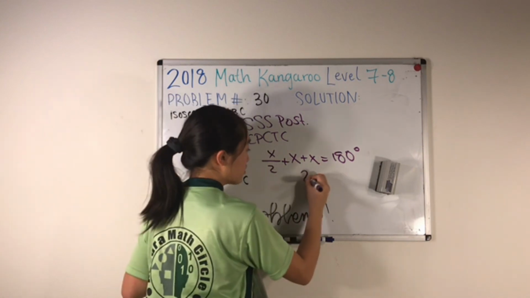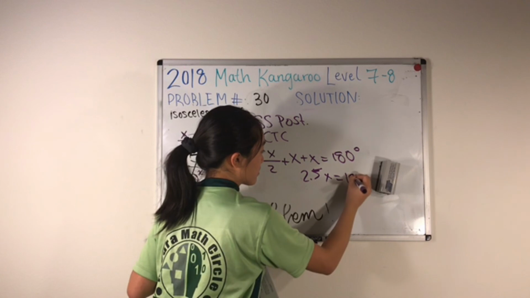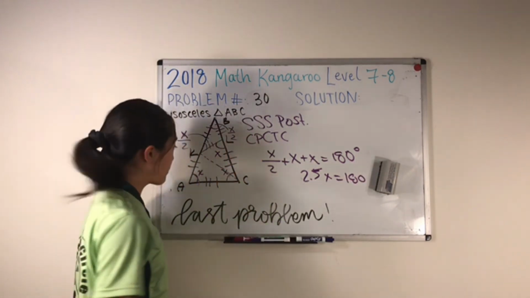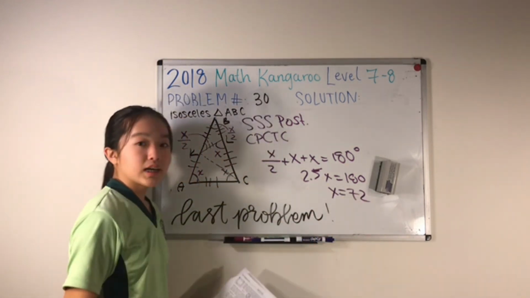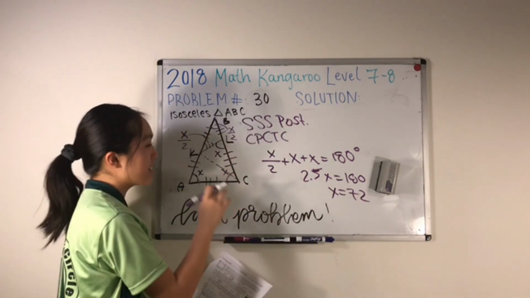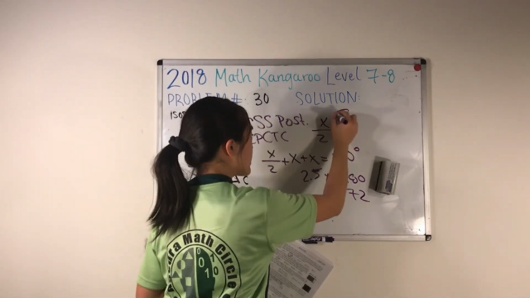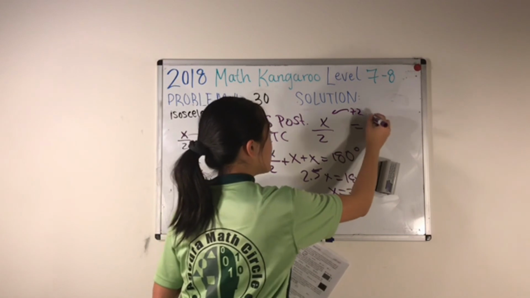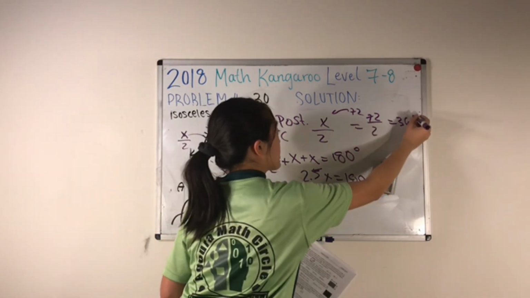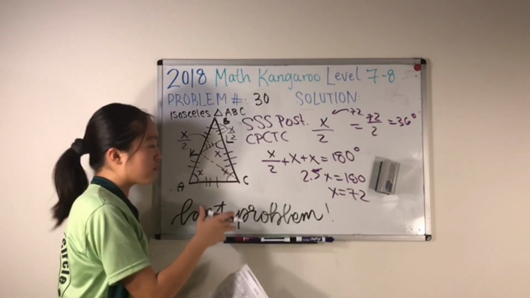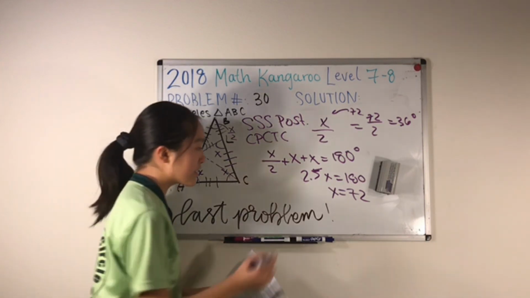This ends up equaling 2.5x is equal to 180 degrees. And so if you solve this out, x equals 72. But we're not done there, because we need to find out what angle ABC is, and angle ABC is x over 2. So we substitute in the value of x, which is 72, and we get 72 over 2, which is equal to 36 degrees. So the measure of angle ABC is 36 degrees, which gives us the answer of letter C.